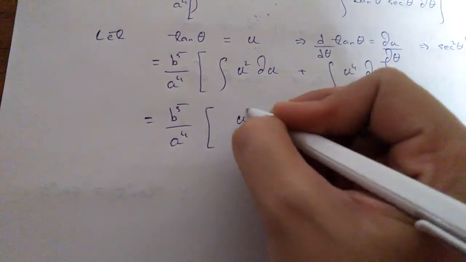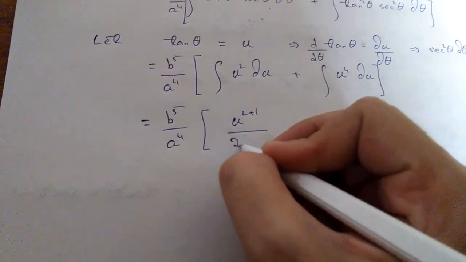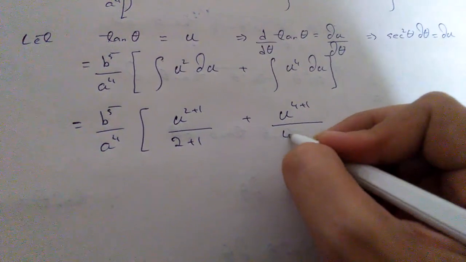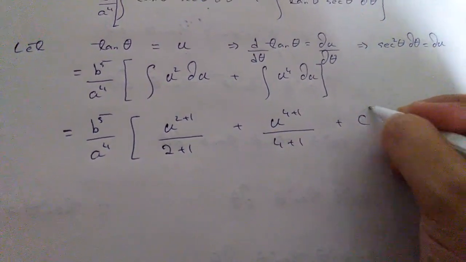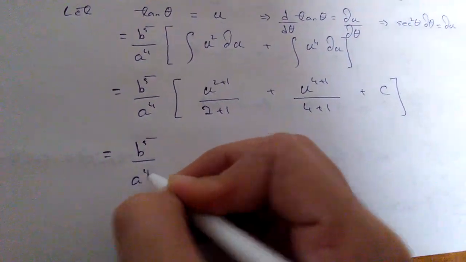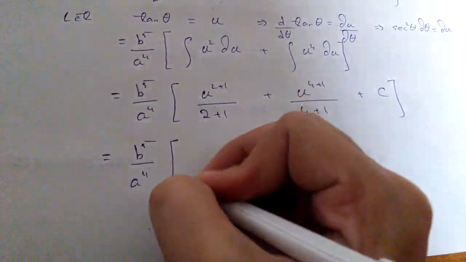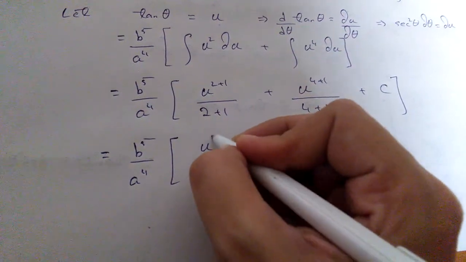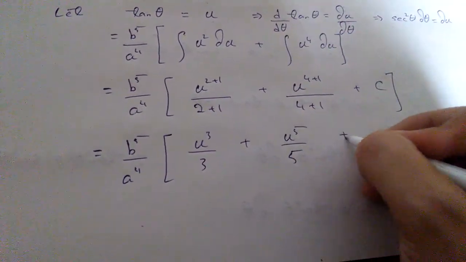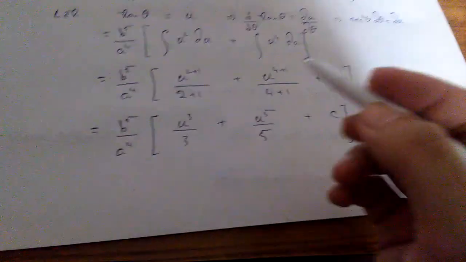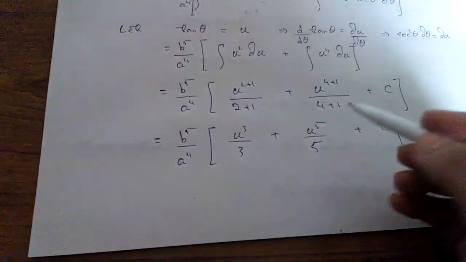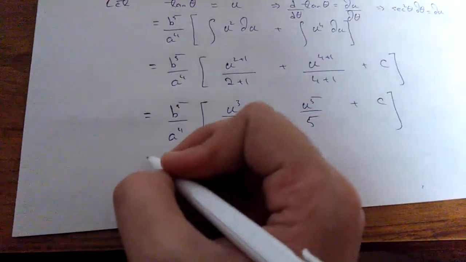It is going to be plus some constant. So it is now u cube upon 3 plus u power 5 upon 5 plus some constant. Now we are going to restore. Okay, so we know that it is tangent cube theta upon 3, and this is going to be tangent power 5 theta upon 5.